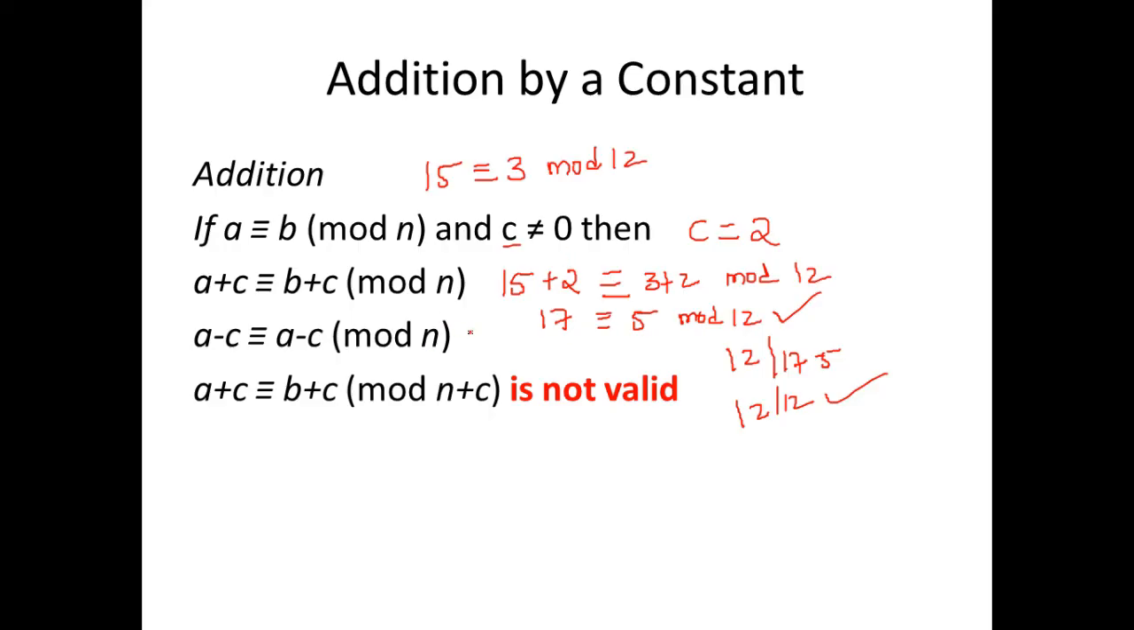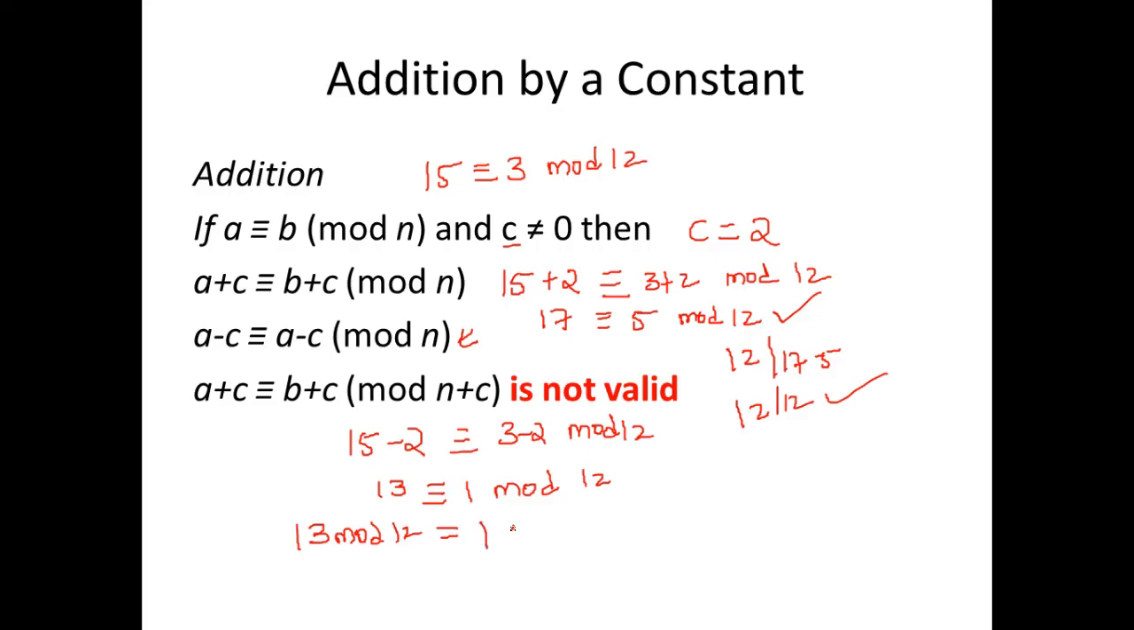The same thing applies for subtraction too. Say if you take C to be 2, we have 15 minus 2 is congruent to 3 minus 2 mod 12. So what is 15 minus 2? It's 13, which is congruent to 1 mod 12. We can also directly verify it. 13 mod 12, the remainder is 1, and 1 mod 12 is 1. So this is also true.